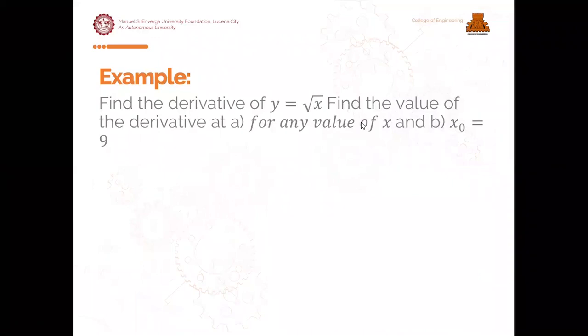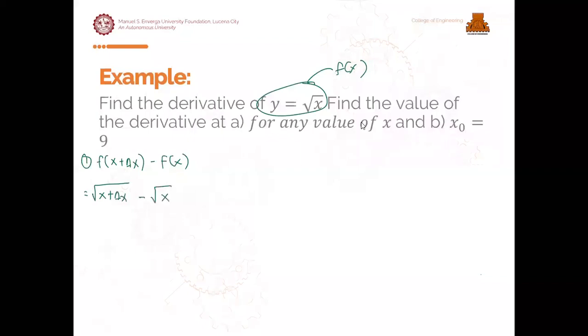Next, we have find the derivative of y square root of x. So find the value of the derivative at A for any value of x and B at x is equals to 0. Okay? So applying 3-step rule, we start with step 1. So step 1 natin is lagyan natin ng x plus delta x, no? So x plus delta x minus f of x. Okay? So ito yung f of x natin. So yung magiging solution natin will be square root of x plus delta x minus square root of x. Okay?